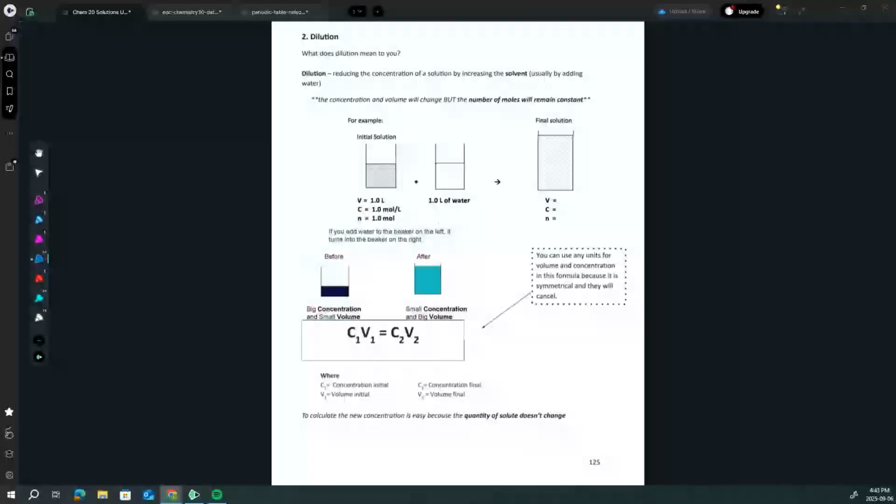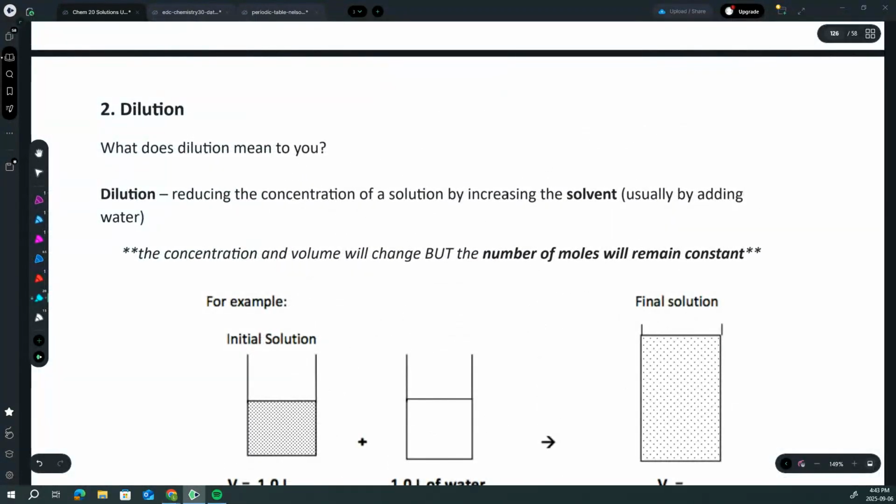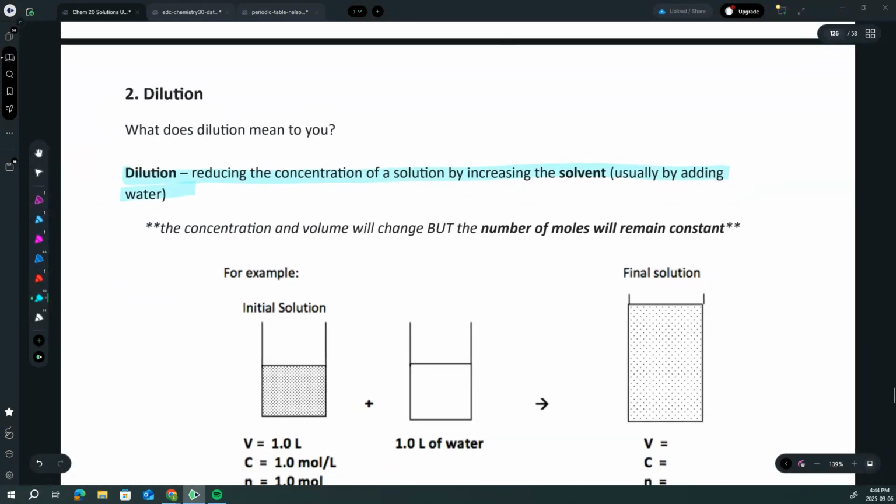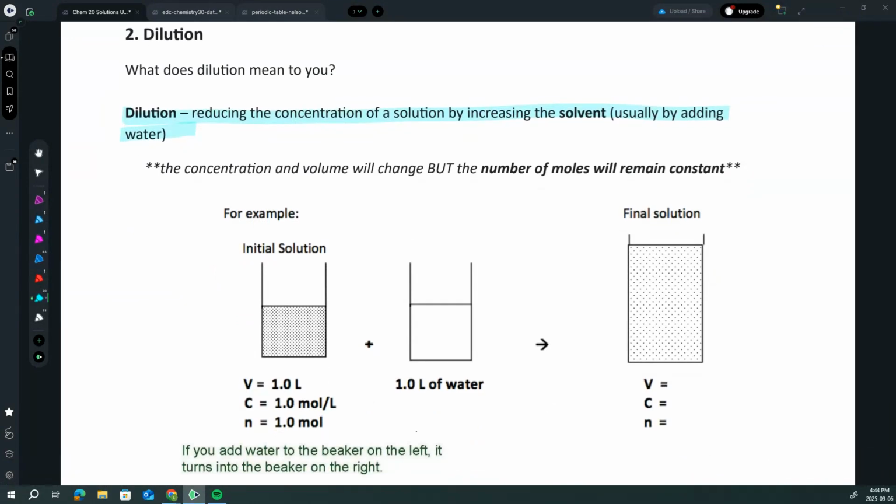In this video, we're going to go over questions that involve diluting solutions. Diluting is exactly what it sounds like. You take a concentrated solution and add water to it, or add a solvent to it, which most of the time is water, to make it less concentrated. So it's important to know that the concentration and volume will change when you dilute a solution.